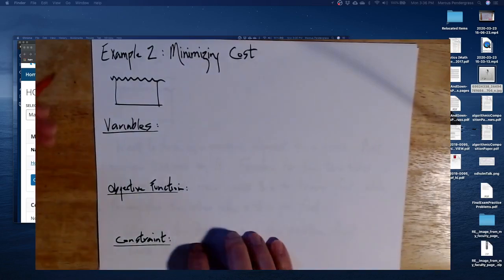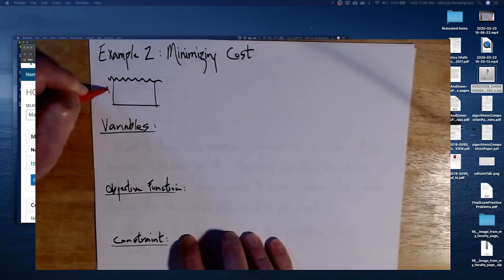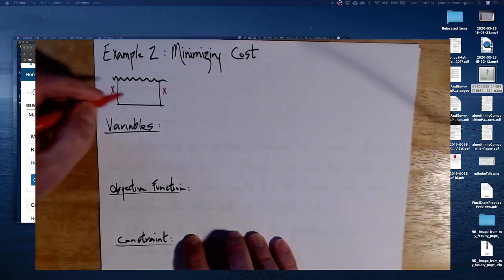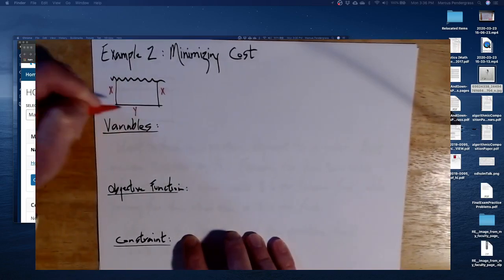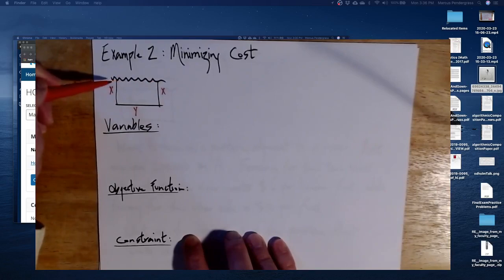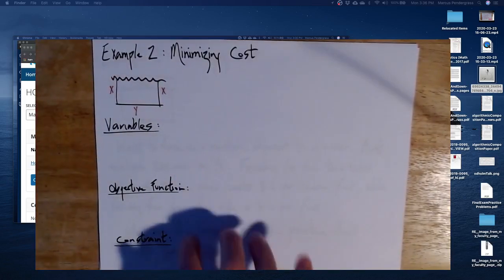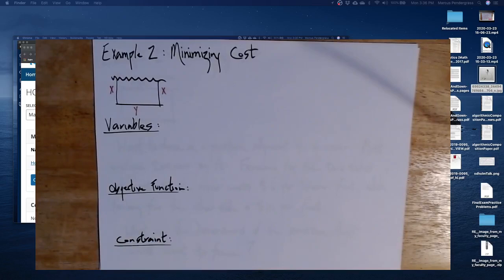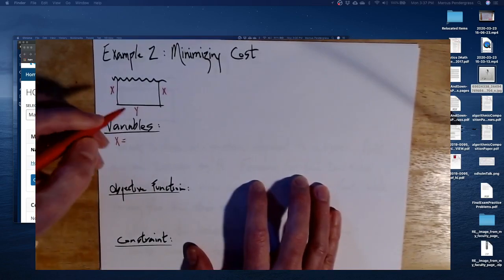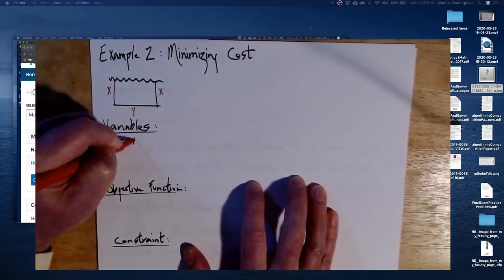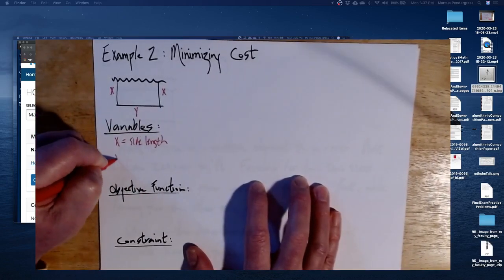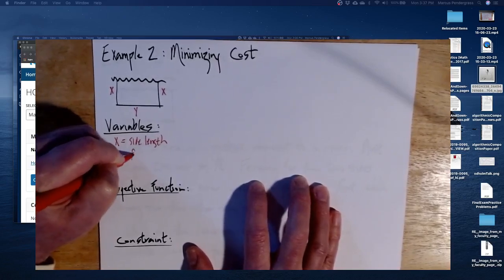Similarly to the last example, let's label the sides of our pasture here. So the two sides adjacent to the river, we'll call x again, and the side on the front we'll call y. Of course, I don't need any fencing adjacent to the river. I'm assuming that the river itself is going to act as the boundary there. And so there won't be any fencing back there. So let's just label these. x will be the side length, and that's going to be in feet. y will be the front length, again in feet.